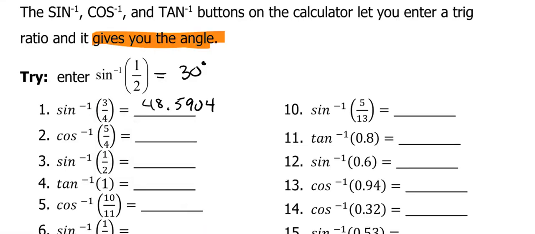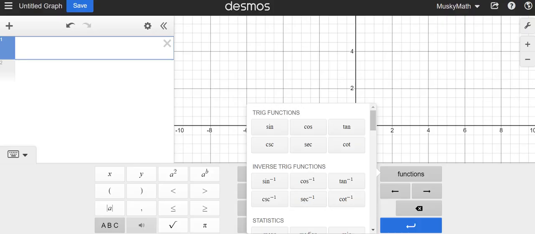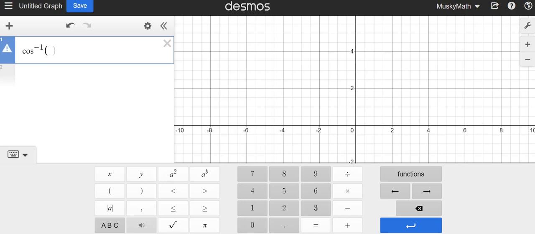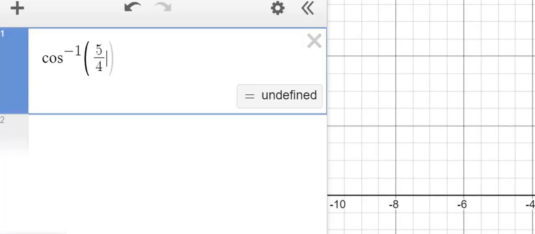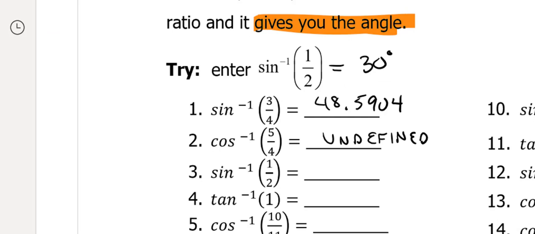Now let's go ahead and do number 2 here. We'll simply hit the arccosine button, and then type in 5/4. Desmos is really nice, but look what happens, we get this undefined answer. So it's like, what? On your paper, you just write down undefined, because that's not happening. You will learn more about why the function is undefined in other courses later on, because you'll really get into domain restrictions and everything when you study trigonometry more deeply in courses beyond geometry.